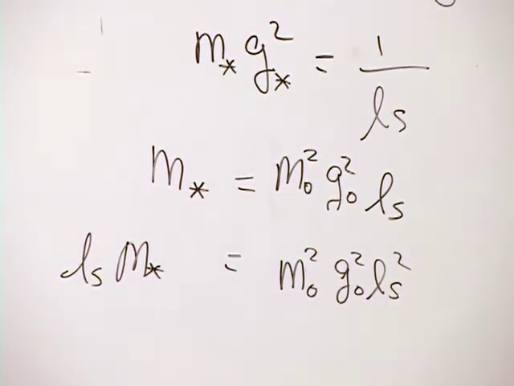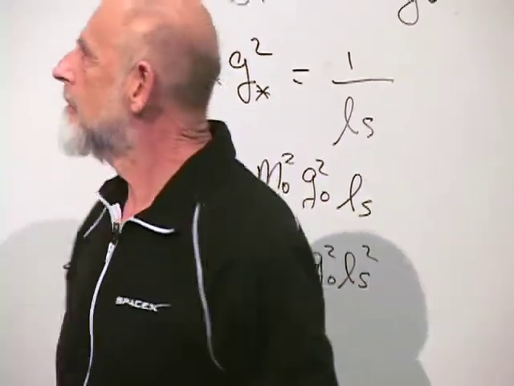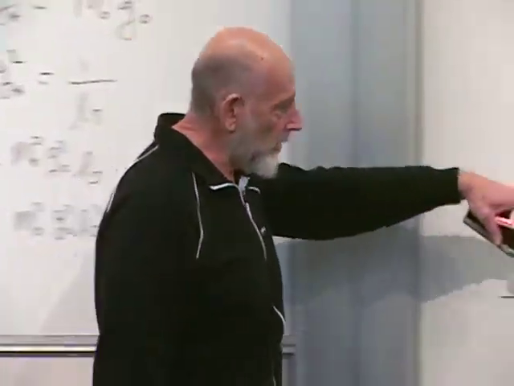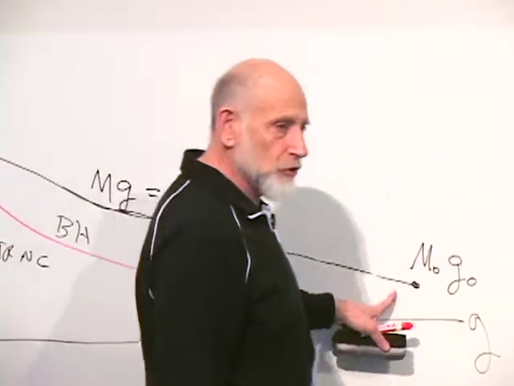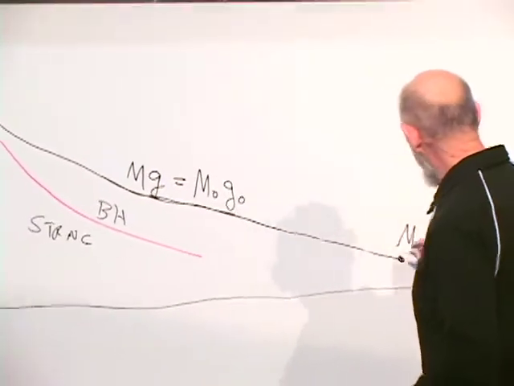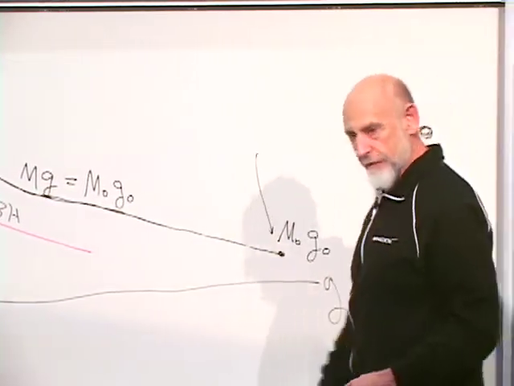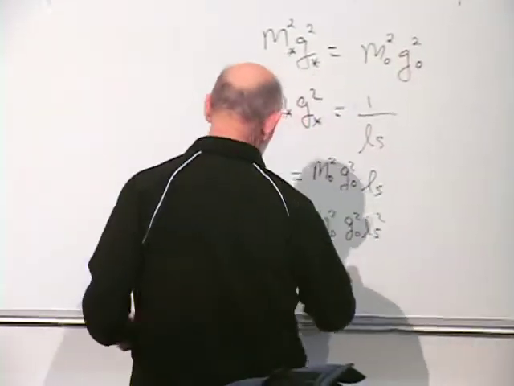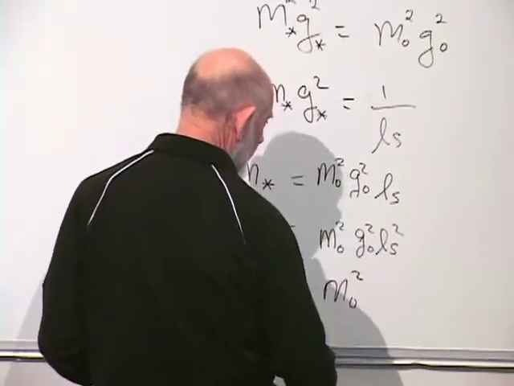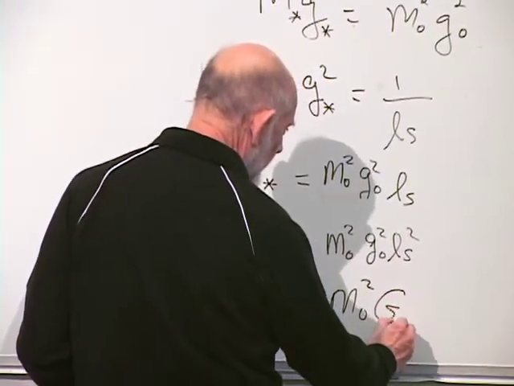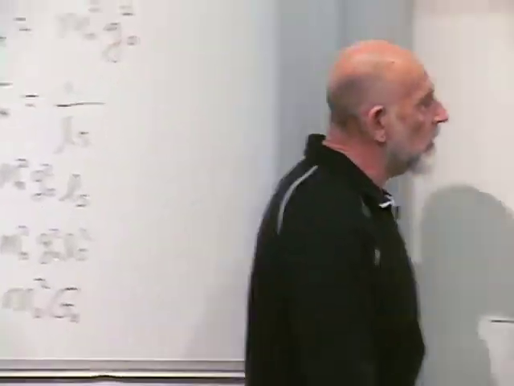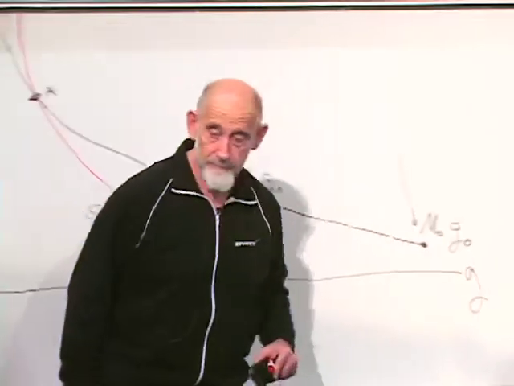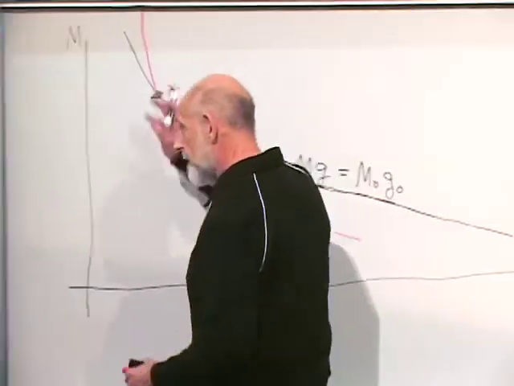What is g naught squared times L string squared? Capital G at this point, at the target point. It's capital G at the point where we were trying to investigate the object. So we can write this equation as m naught squared times, let's just call it g naught, whatever the Newton constant was at this point over here. And here is where we want to be. Moving on here was just a trick.